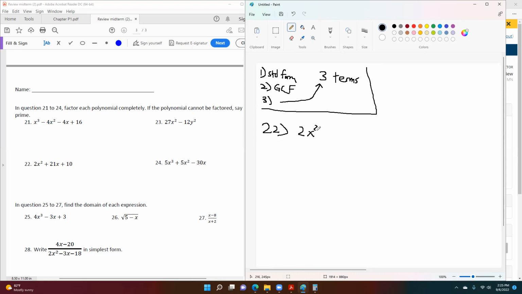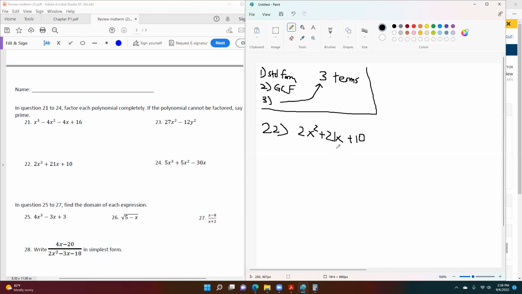2x squared plus 21x plus 10. So my question is, is this in the standard form? Yes. Do we have a GCF here? Yes. What's a GCF here? Actually, no, we don't. Never mind. We don't have a GCF. No numbers can divide 2, 21, and 10. And also the smallest power here is nothing. So that's why there is no GCF here.